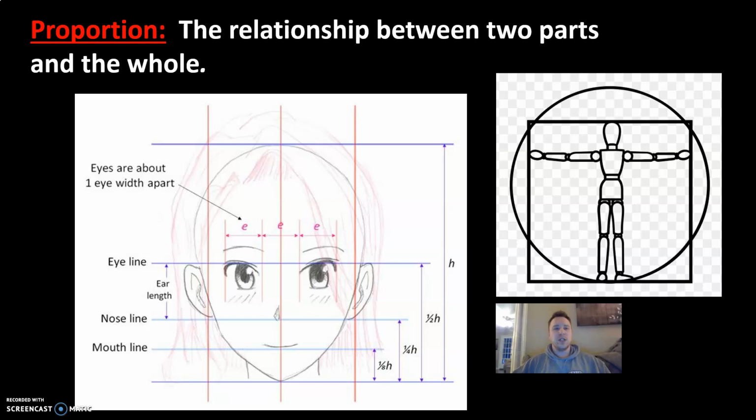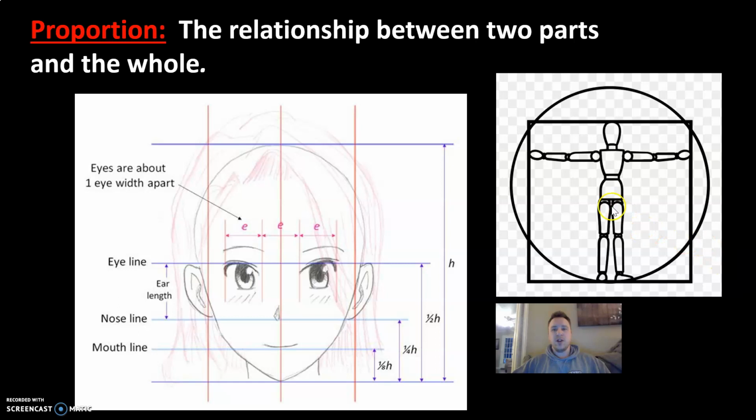So your first word for today is proportion. Proportion is the relationship between two parts and the whole. You basically want to look at the object you're drawing, the one single object, and make sure every part of that object is the proper size as it relates to everything else within.